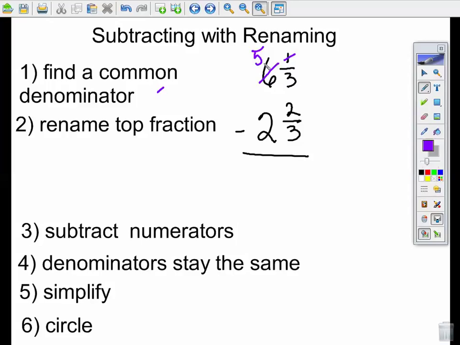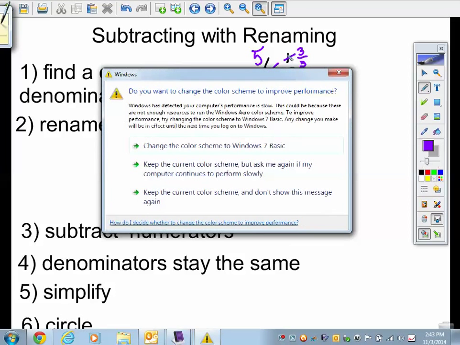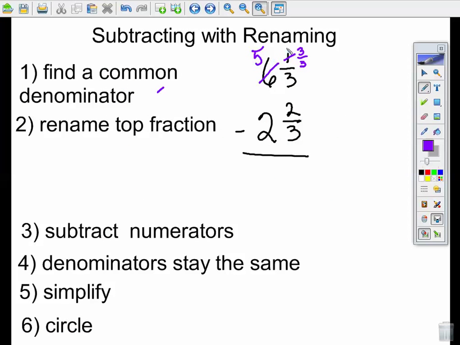But what I'm going to do instead is I'm going to take this whole number and I'm going to turn it into a fraction. And so to be able to do that, I'm going to add 3/3 to this because I know that 3/3 is the same as 1. And so I'm taking that 1 and bringing it over here. And so when I add 1/3 and 3/3, I end up with 4/3. And so this now becomes 4/3.